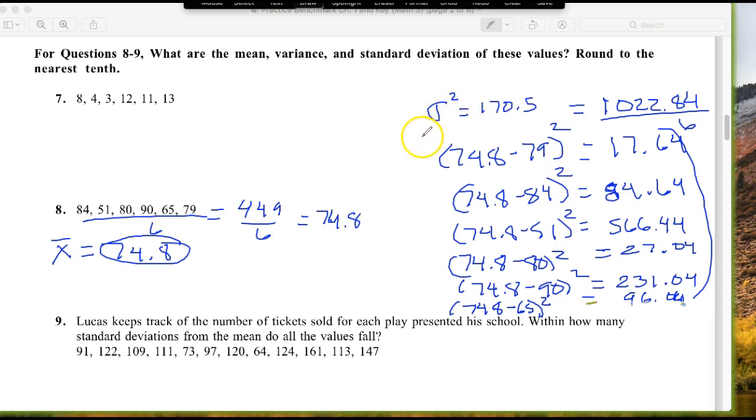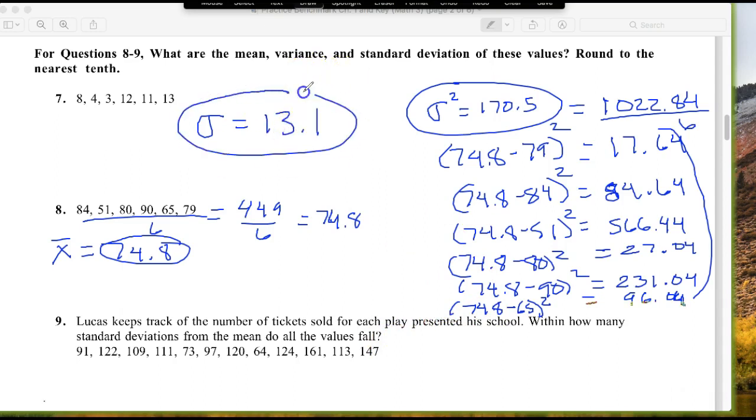Now in order to find your standard deviation, you're going to take the square root of the variance. So your standard deviation is just going to be the square root of 170.5. Go ahead and do that on a calculator, and you're going to get 13.05, and you could round to 13.1. Standard deviation here is 13.1. And there's your variance and standard deviation. It tells you how much these values vary from that mean.